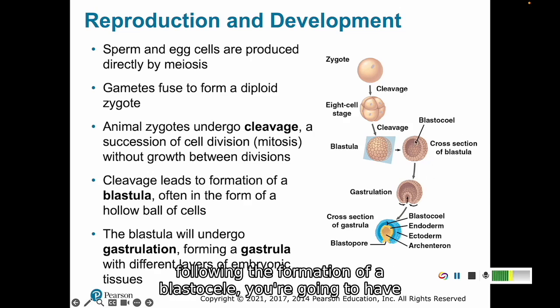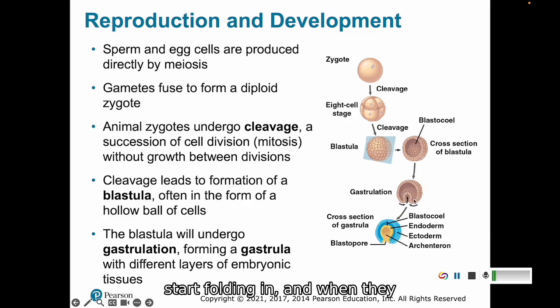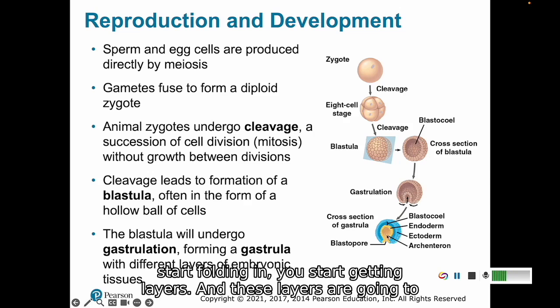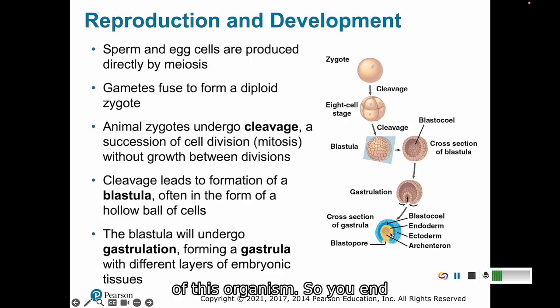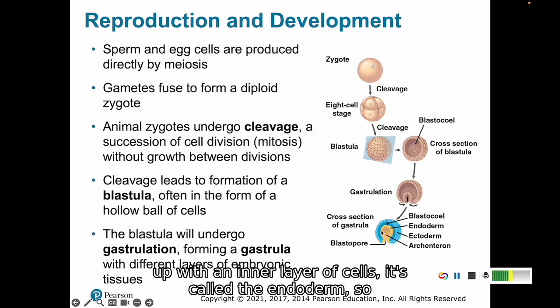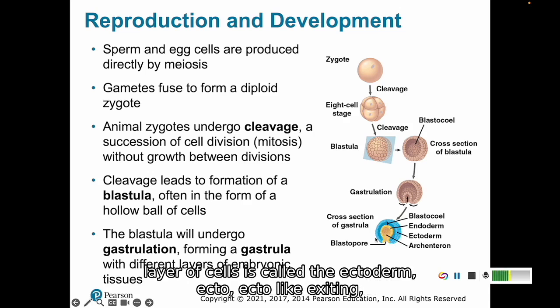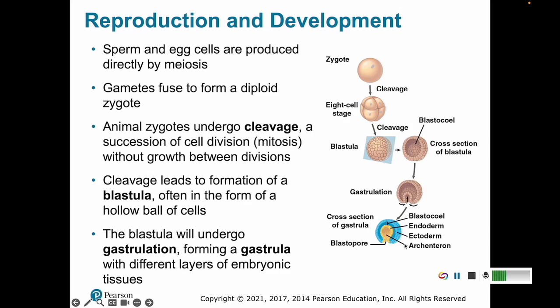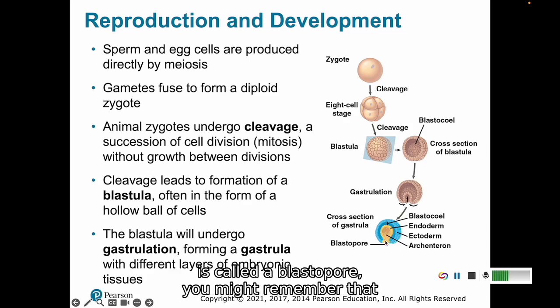Then following the formation of a blastocoel, you're going to have gastrulation. Gastrulation is when these cells start folding in, and when they start folding in, you start getting layers. And these layers are going to have different purposes through the development of this organism. So you end up with an inner layer of cells that's called the endoderm. So endo, like inside. The outer layer of cells is called the ectoderm. Ecto, like exiting. It's on the exterior. And this kind of opening here, you've got an opening and then a pouch inside. This opening is called a blastopore.